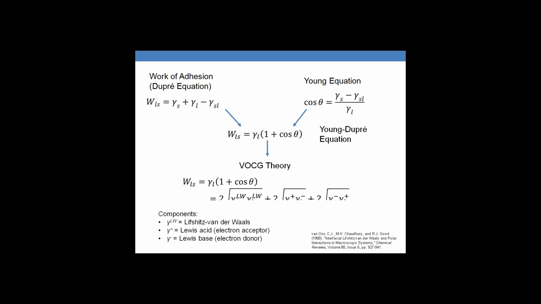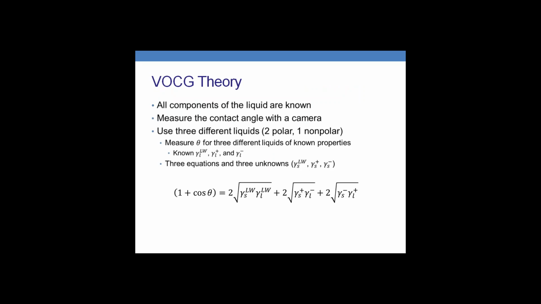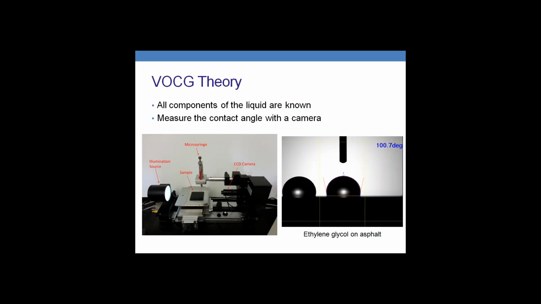Anyways, you have this equation that splits your work of adhesion into the non-polar van der Waals forces and your polar groups, Lewis acid and Lewis base. So it's pretty easy. You have this equation. You measure the contact angle for 3 different liquids of known values. So now you have 3 equations, 3 unknowns, and you solve it. From there, you can compute the surface energy of your surface. This is the equipment we have next door. You can just drop a liquid, measure it, fix the contact angle, and so on and so forth.